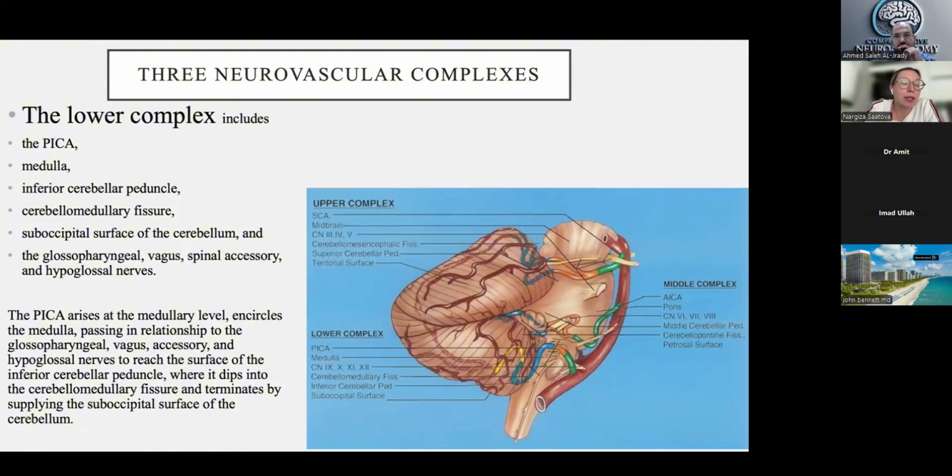And then we have the lower complex, which includes the PICA, medulla, inferior cerebellar peduncle, cerebellomedullary fissure, suboccipital surface of the cerebellum, and the glossopharyngeal, vagus, spinal accessory, and hypoglossal nerves, the lower cranial nerves. The PICA arises at the medullary level, encircles the medulla, passing in relationship to the glossopharyngeal, vagus, accessory, and hypoglossal nerves to reach the surface of the inferior cerebellar peduncle, where it dips into the cerebellomedullary fissure and terminates by supplying the suboccipital surface of the cerebellum.